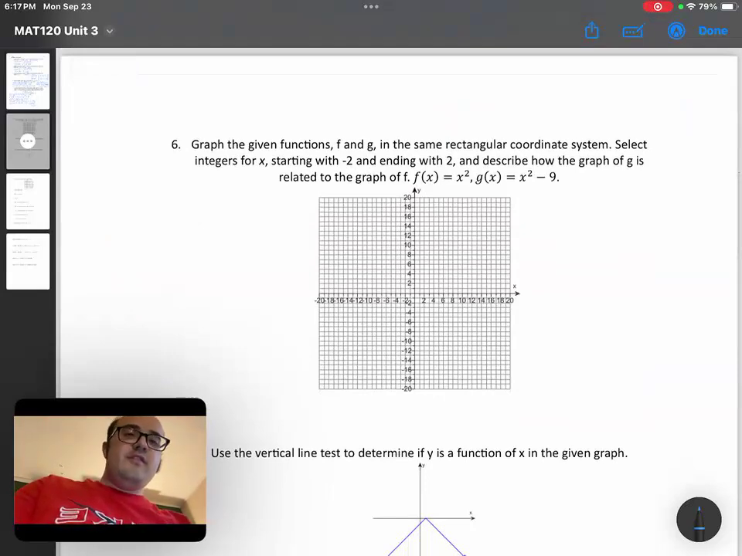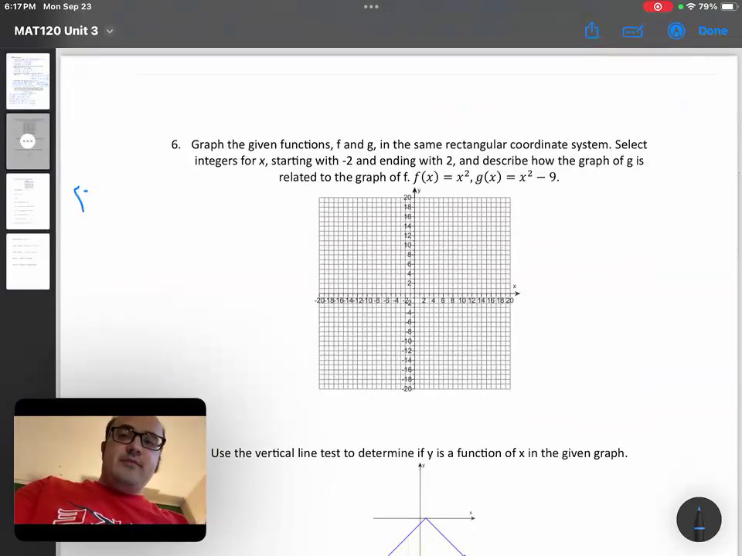Welcome to part 2 of the Unit 3 review. Graph the given functions f and g in the same rectangular coordinate system. Select integers for x starting with negative 2 ending with 2. Describe how the graph of g is related to the graph of f. And we have f of x is x squared, g of x is x squared minus 9.